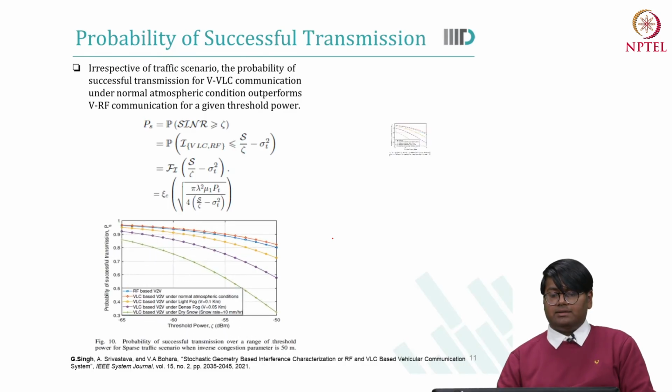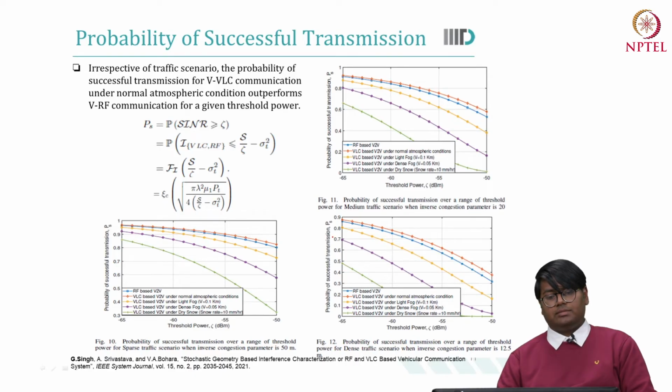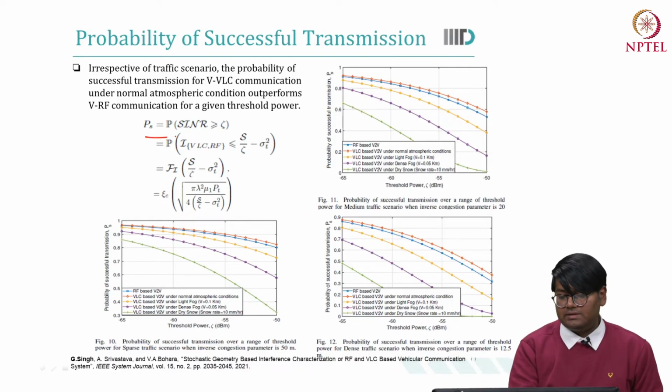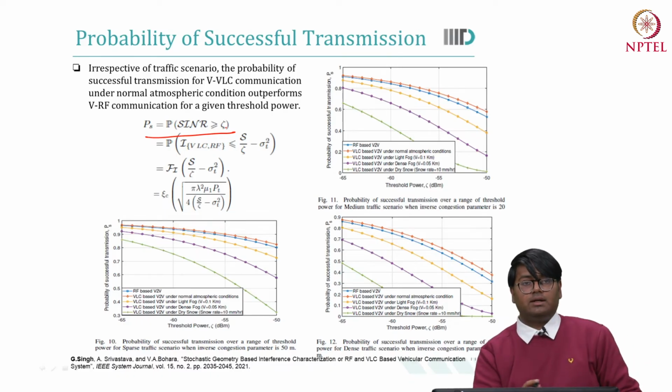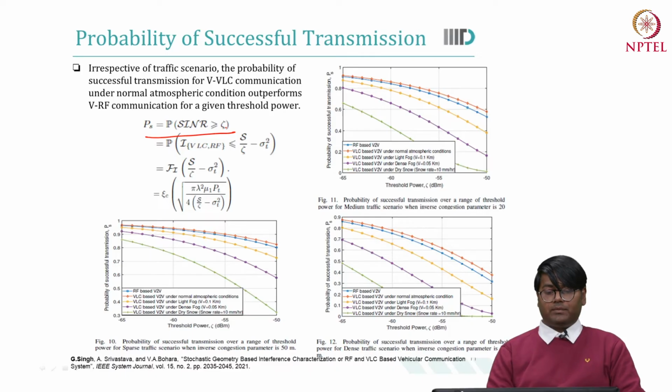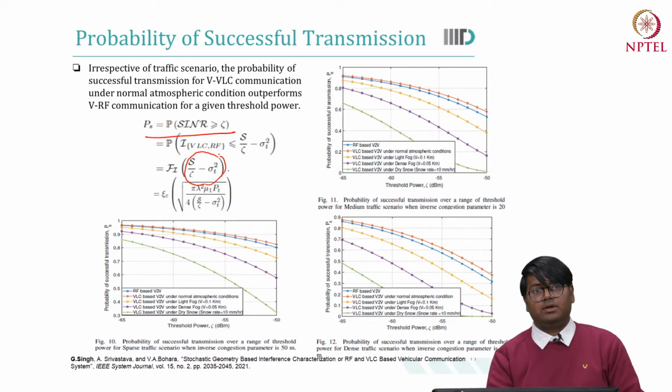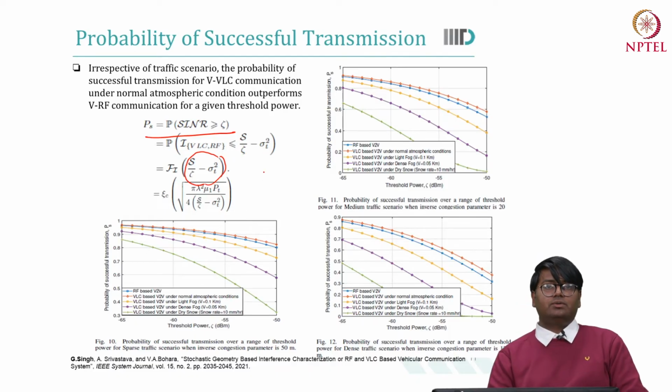Now, we will quickly see some of the results where we examine the cumulative effect of interference as well as weather conditions on the probability of successful transmission. This is how we define the probability of successful transmission. It is basically the complement of your outage probability. Now, this can be expressed in the form of the CDF function, which is evaluated under these conditions. S is nothing but your desired signal power, zeta is your SINR threshold power, and sigma square T is your total noise variance.